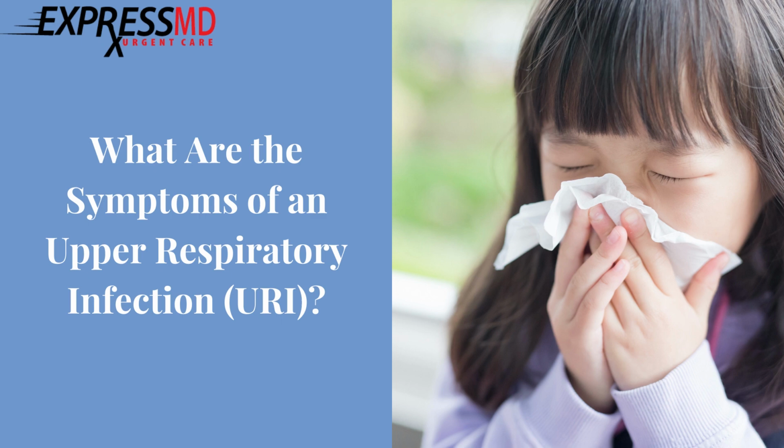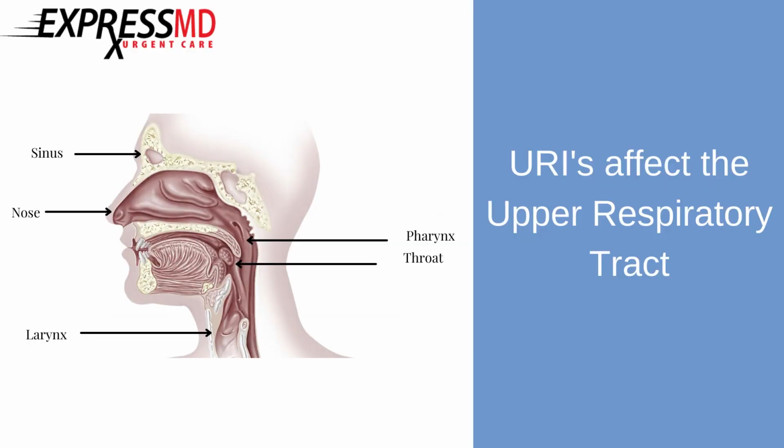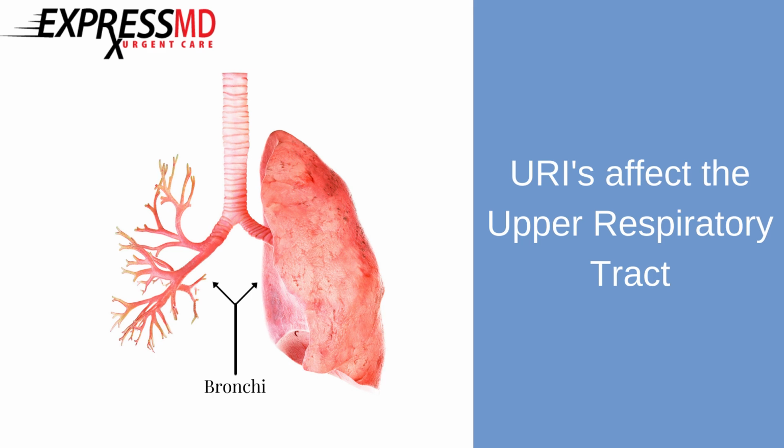In this video, I'll discuss the symptoms of an upper respiratory infection. So, what are the symptoms of an upper respiratory infection? First, we must define exactly what an upper respiratory infection is. It is simply a contagious infection of your upper respiratory tract. The upper respiratory tract includes the nose, throat, sinuses, pharynx, larynx, and bronchi, or upper lung passages.